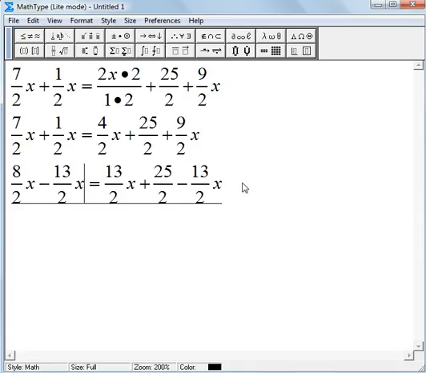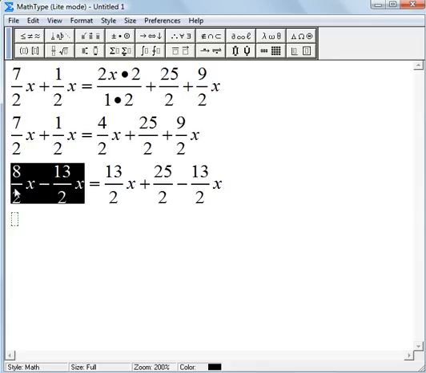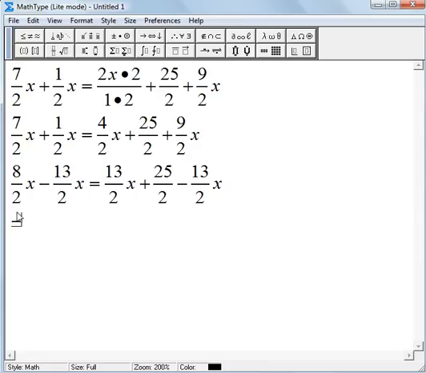Okay, and now simplify each side of the equation. Let's simplify the left side. So what is 8/2 x minus 13/2 x? So what is 8 minus 13? That's going to be negative 5 over 2 x equals. And then on the right side, the 13/2 x and the minus 13/2 x cancel out. So that leaves you with 25 over 2.